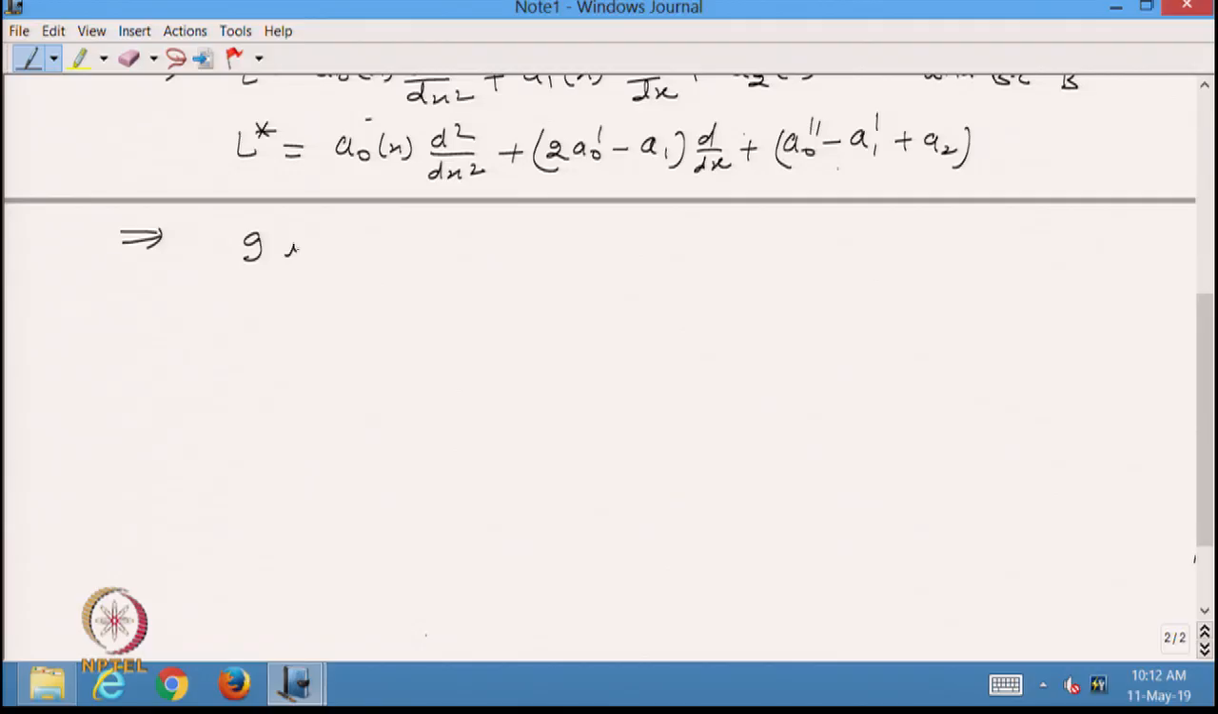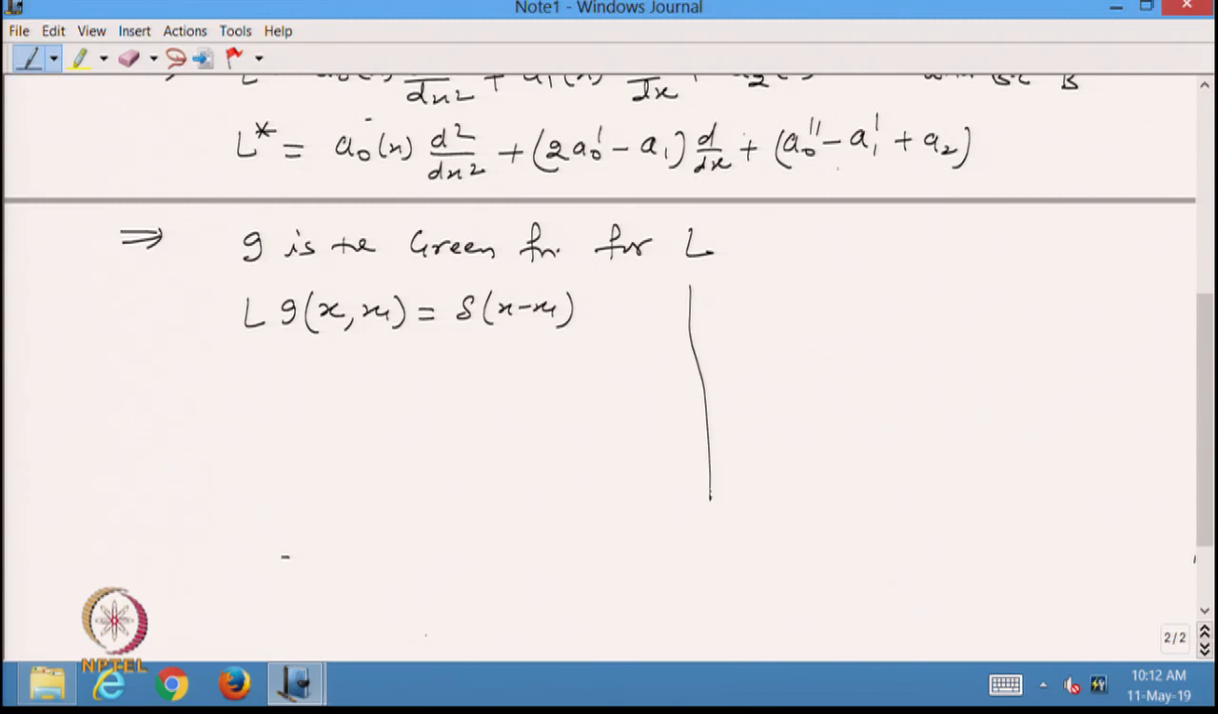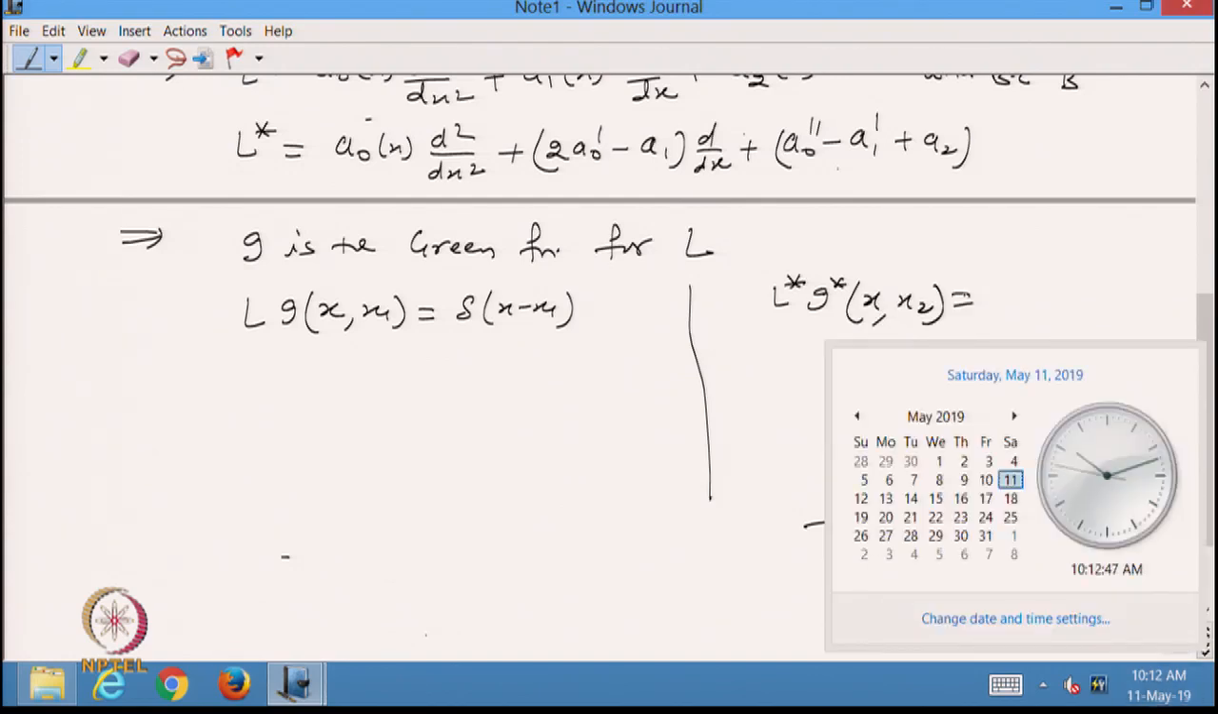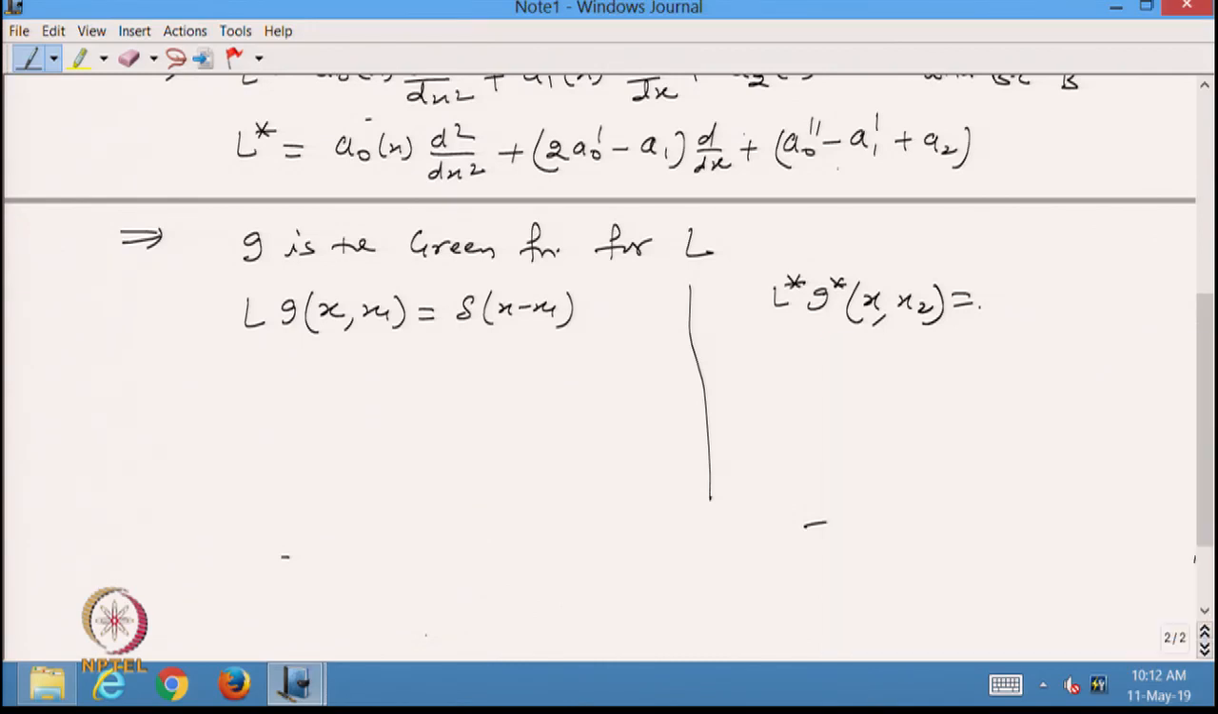Now, G is the green function for the operator L, so L of G, which I call x1, is equal to the Dirac delta of x minus x1. Then I define L star of G star, which I represent by x2, as the Dirac delta defined at x2.